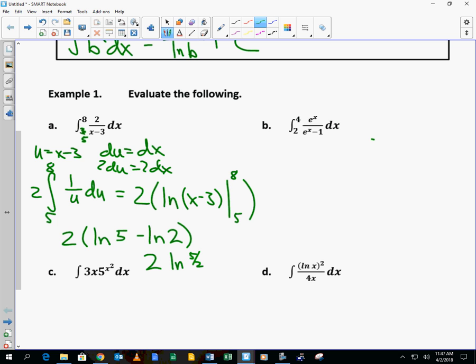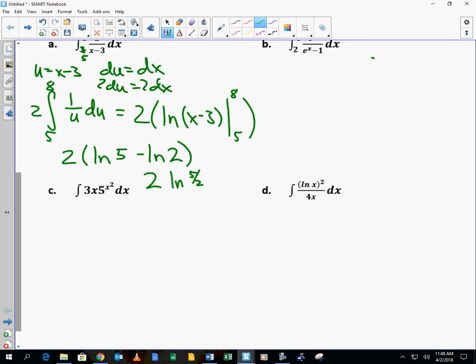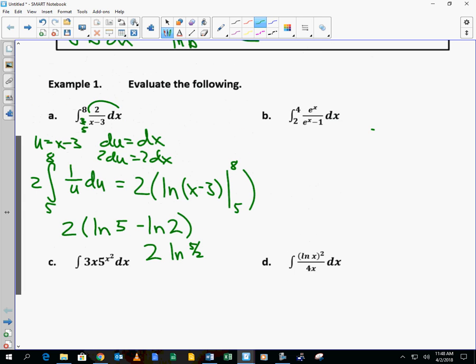So I'm just keeping the 2 out front. I'm plugging in the 8. 8 minus 3 is 5. And 5 minus 3 is 2. Because I have a 2 dx.